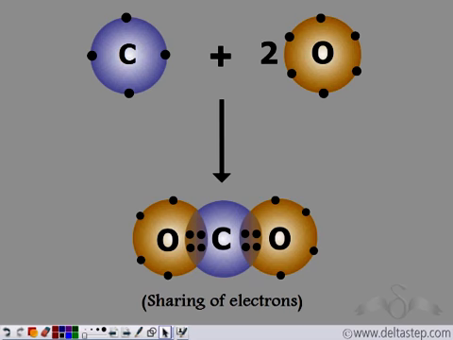Now both of them share 2 electrons each. So now carbon has 1, 2, 3, 4, 5, 6, 7, 8 electrons, and each oxygen atom also has 8 electrons. But now the problem is one of them wants to pull the shared pair of electrons towards itself. Who do you think will win? Will it be oxygen who can pull the shared pair of electrons, or will it be carbon? Let's try to answer this.